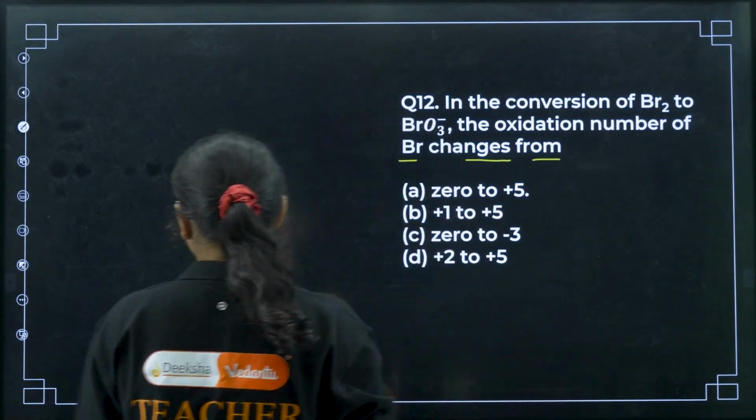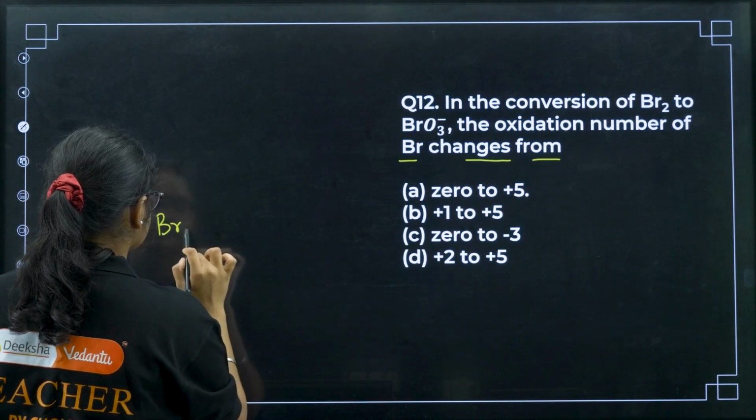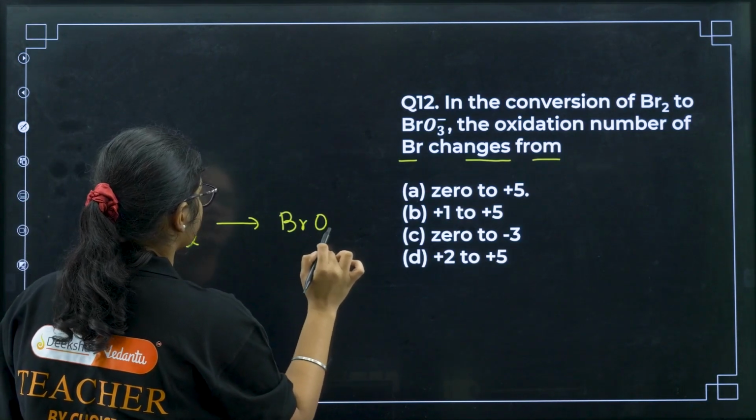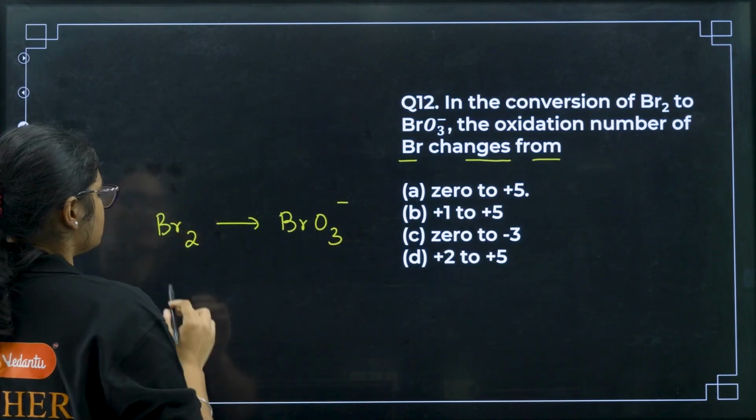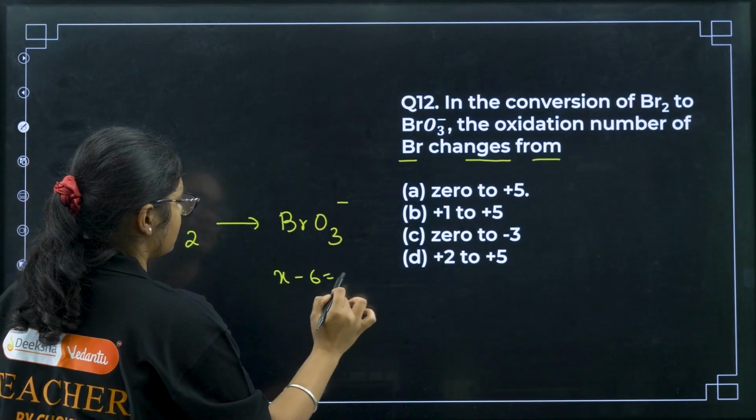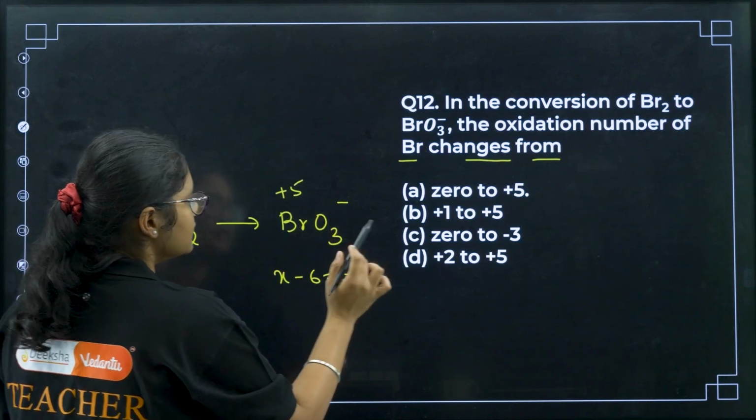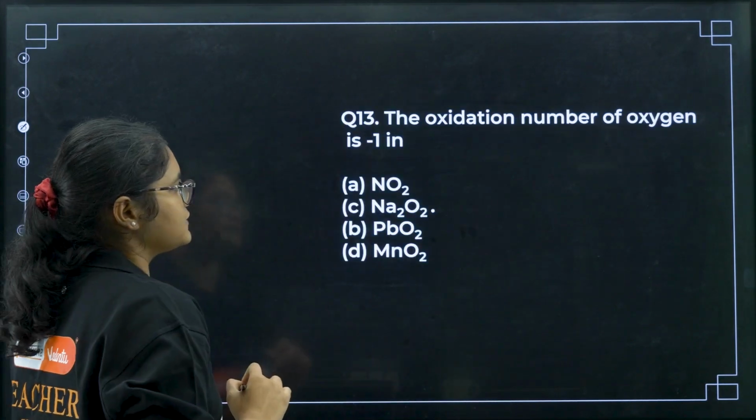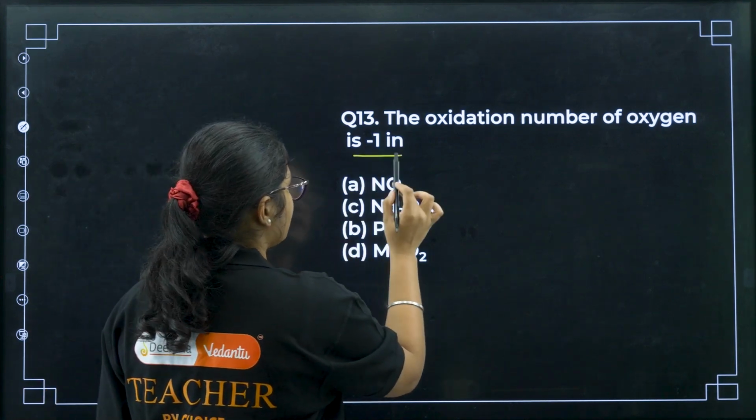Next, in the conversion of Br2 to BrO3 minus, the oxidation number of Br changes from. Okay, so Br2 to BrO3 minus. Now this was 0, and if you see here it is X minus 6 is equal to -1, it is plus 5. So from 0 to plus 5. Okay, option number A.